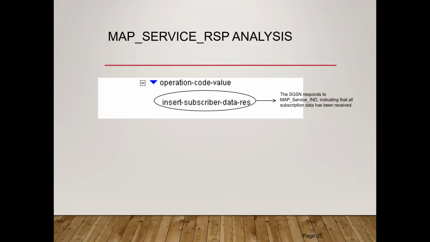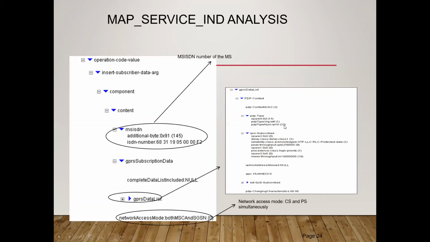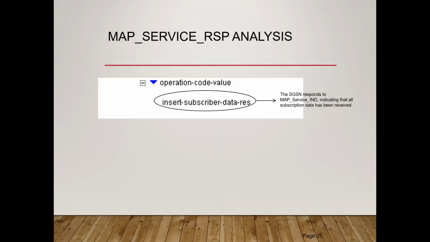Okay. And then this is an SS subscription data response. The SGSN responds, indicating that all the subscription data has been received. This needs to be done because if you do not send an acknowledgement, then the HLR will continue to send this message again and again after a specific timer that is configured in the HLR. So it will result in your signaling choking and all that. So the HLR needs to be informed with a response that I have successfully received this information.